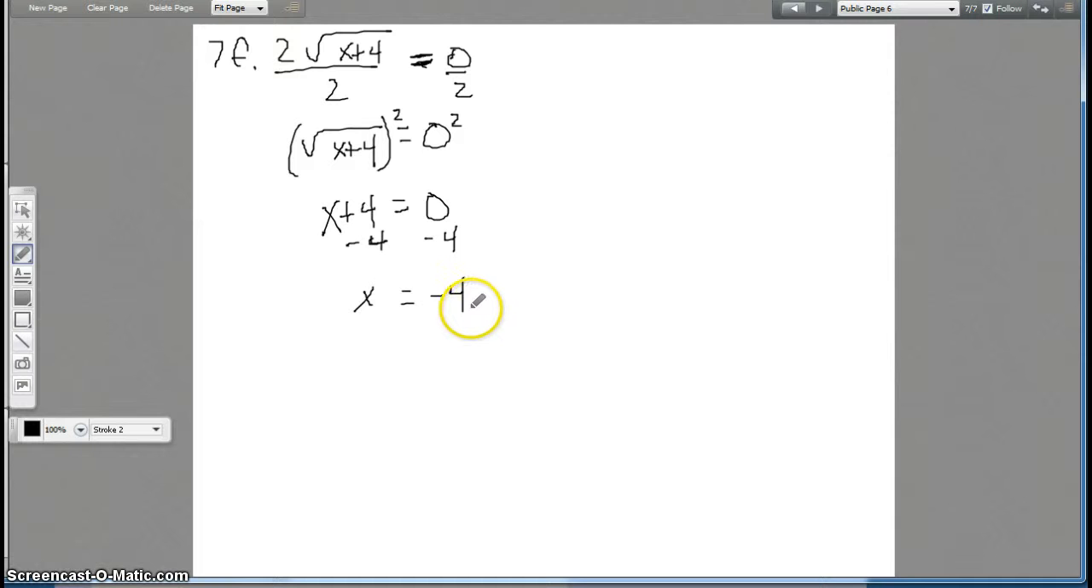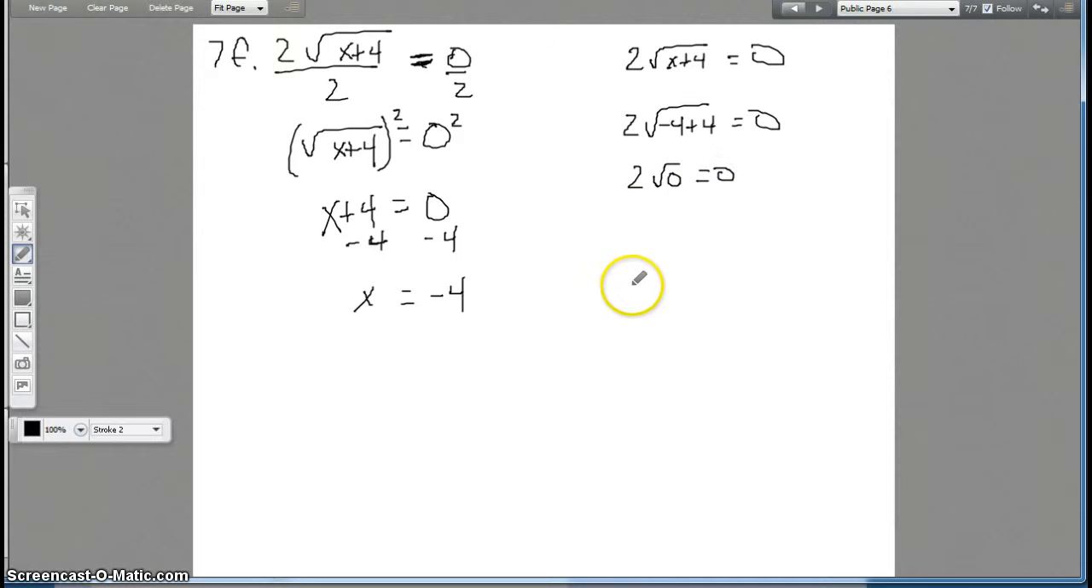Now we have to go back and check it in our original equation. Our original equation was 2 square root of x plus 4 equals 0. So I'm going to replace the x with negative 4. 2 times the square root of negative 4 plus 4 equals 0. Negative 4 plus 4 is 0, so this is 2 times the square root of 0 equals 0. Well, what is the square root of 0? The square root of 0 is still 0, and 2 times 0 is 0. So yes, this works, and x equals negative 4 actually is a solution. So x equals negative 4 is our answer for this one.